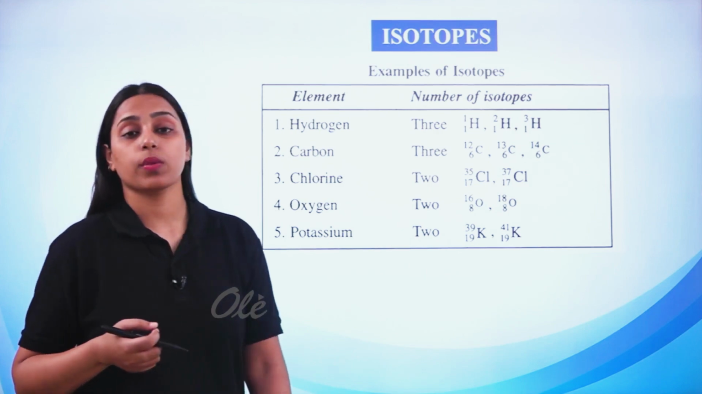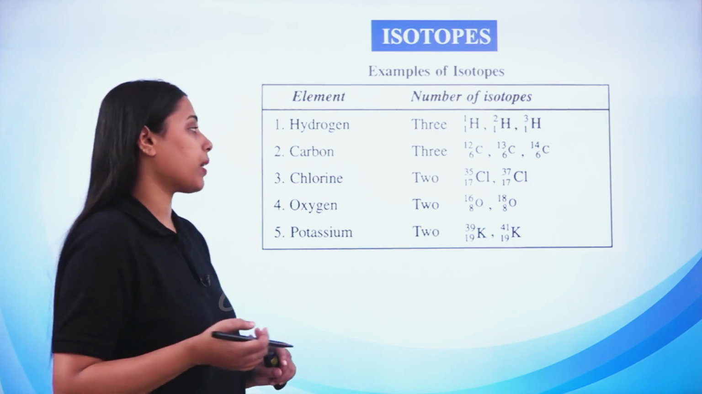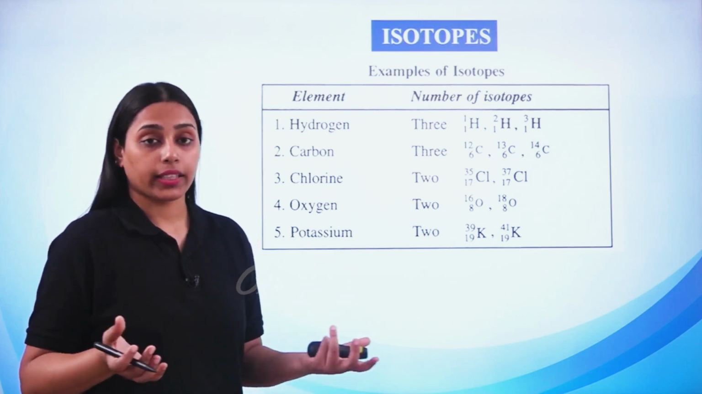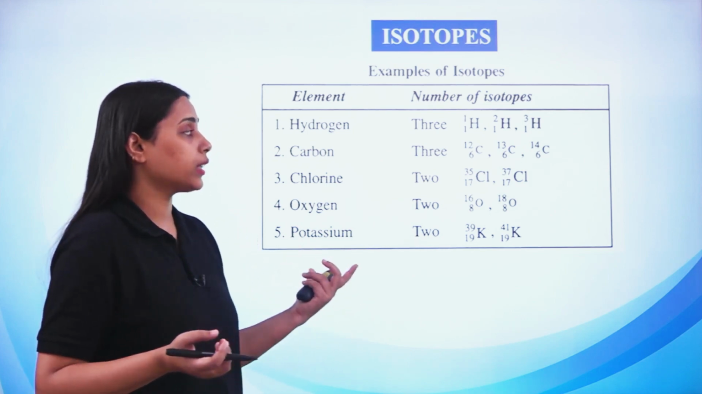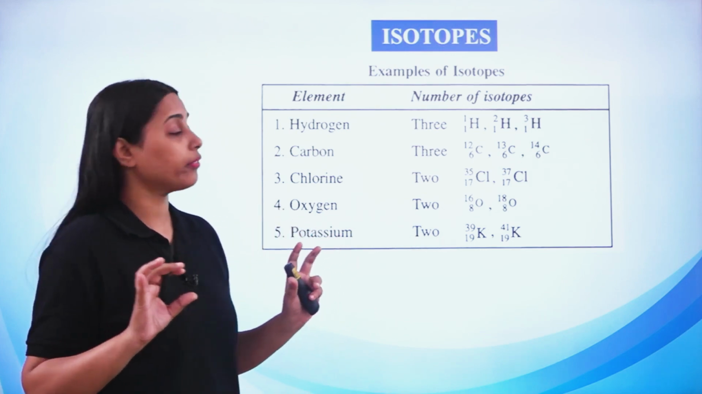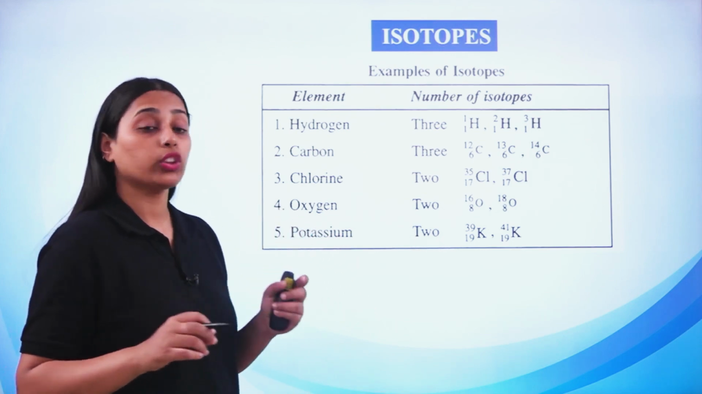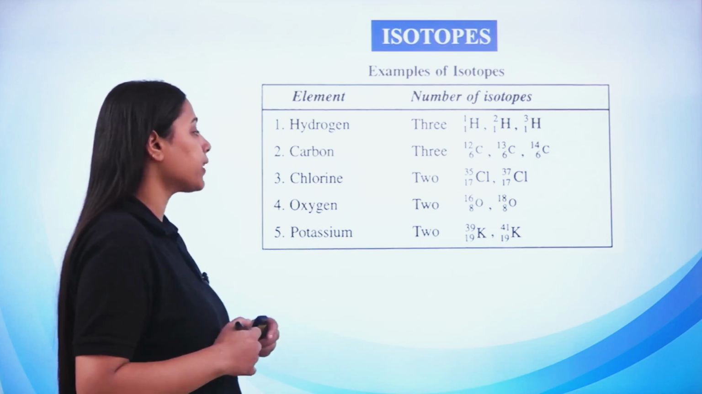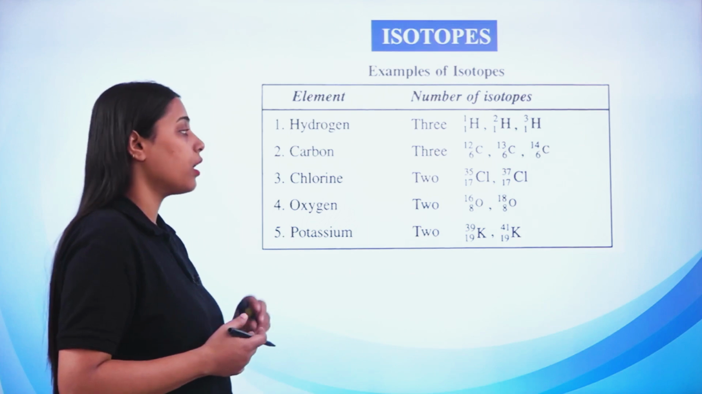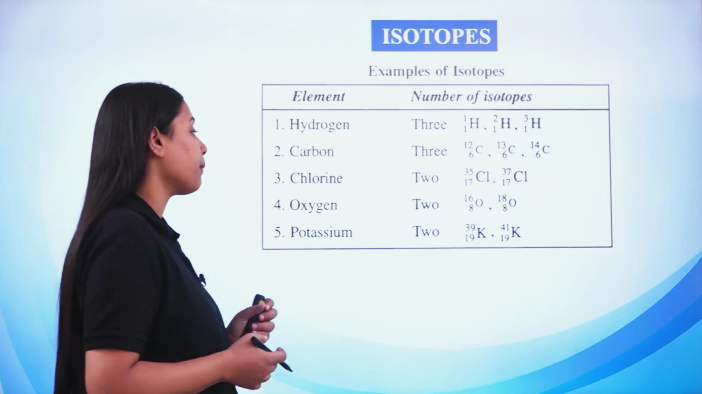Carbon is also an example. It has 3 isotopes having 12, 13 and 14 atomic masses. Carbon 12 is basically used in calculating the atomic masses of other elements. Carbon 13 is very rare in percentage, and carbon 14 is used in radioactive dating in order to know the age of substances.